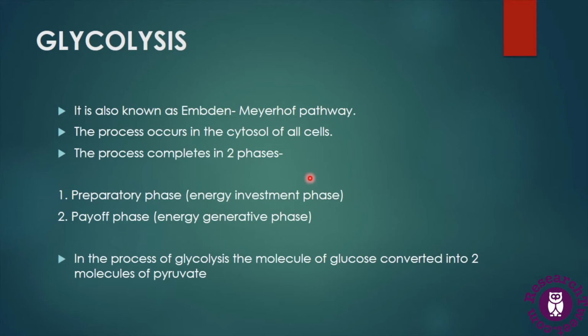The second phase of glycolysis is the payoff phase, where energy generation takes place, and thus it is also known as the energy generative phase. So in the process of glycolysis, a molecule of glucose is converted into two molecules of pyruvate, or pyruvic acid.